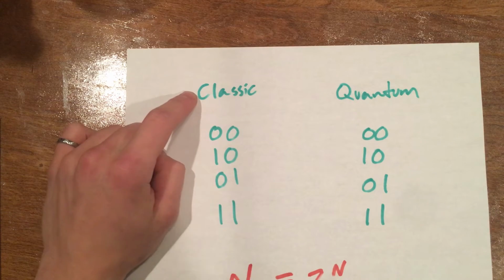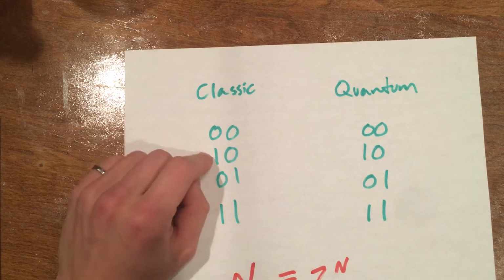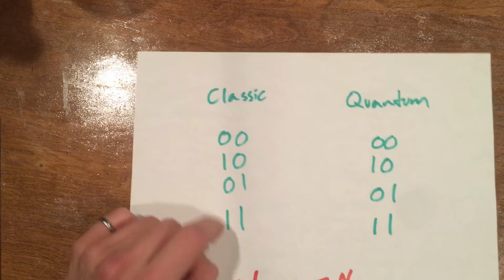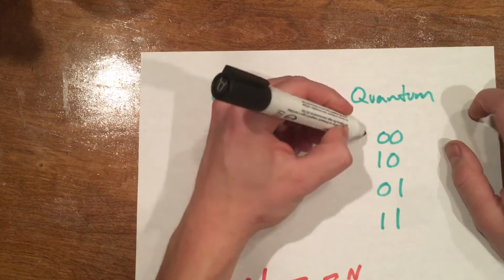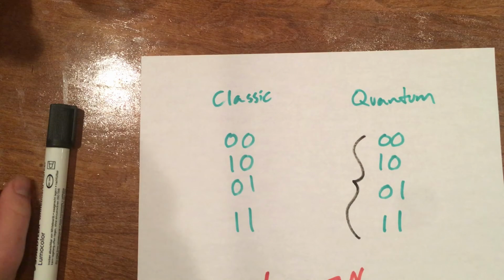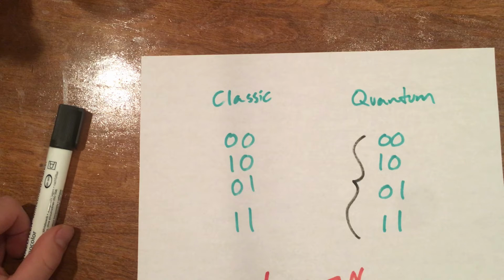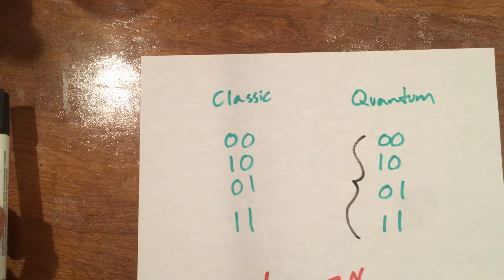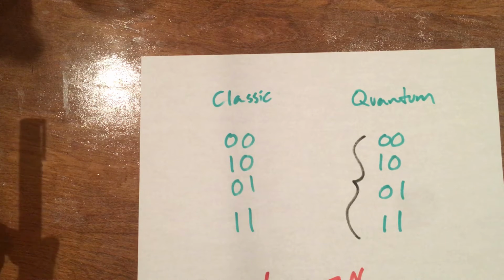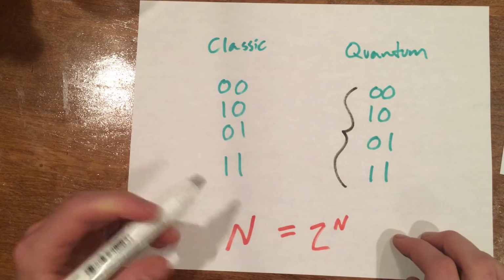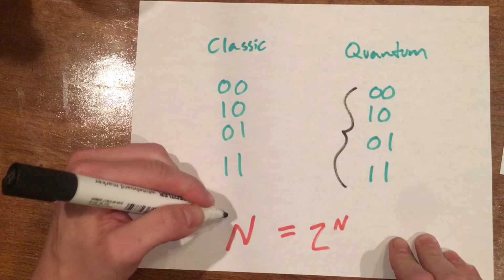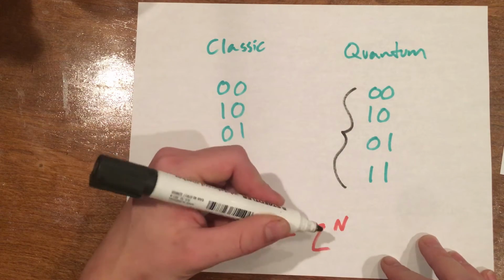So a 2-bit classical computer can only check one of these operations at once, whereas a 2-bit quantum computer can check all of these at once. And this is due to the phenomenon of superposition. Now, the reason why quantum computers have their superior power is because of the way that bits work with quantum computers. So one equivalent classical computing bit is equal to 2 to the n bits.